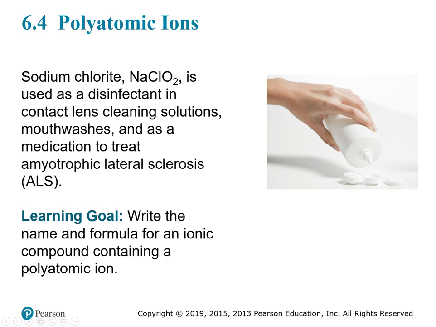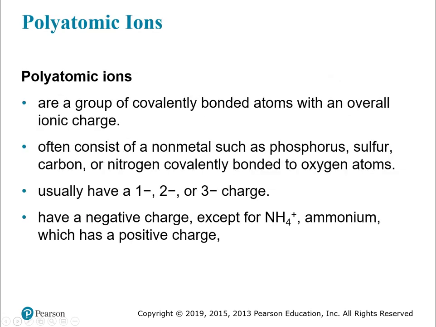Now we'll talk about polyatomic ions. Polyatomic ions are just groups of atoms that have a collective charge. These can be a part of ionic compounds as well, and we'll learn how to name and write formulas with these polyatomic ions. So like I said, these atoms are covalently bonded. They have an overall ionic charge. So think of them as one unit.